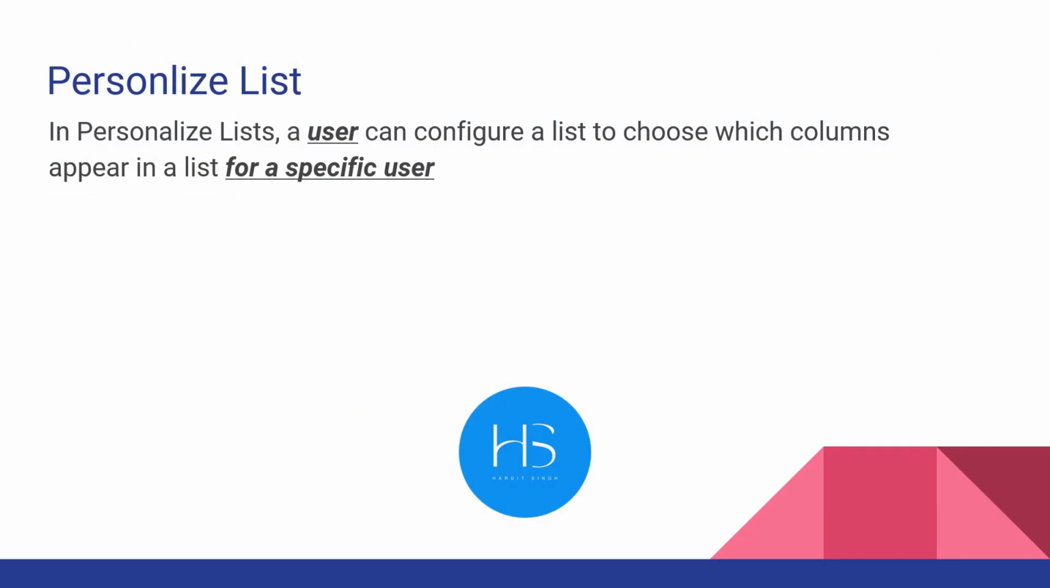Next is personalized list. In this, a user can configure a list to choose which columns appear in the list for a specific user. So that means if a user is making any changes on the list view, so he or she only would be able to see those changes because as the name suggests, it would be applicable only to the logged in user. Let's quickly see that in ServiceNow.